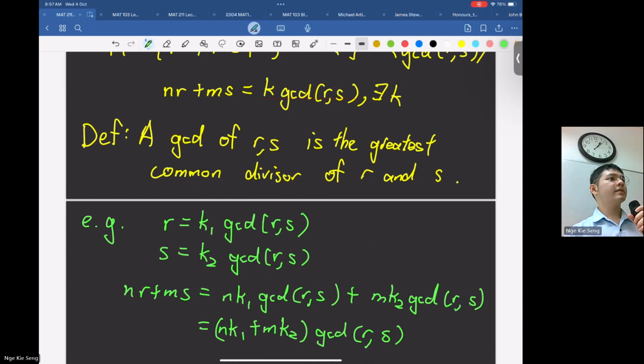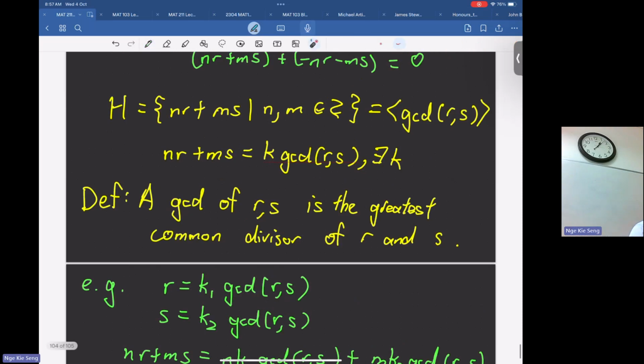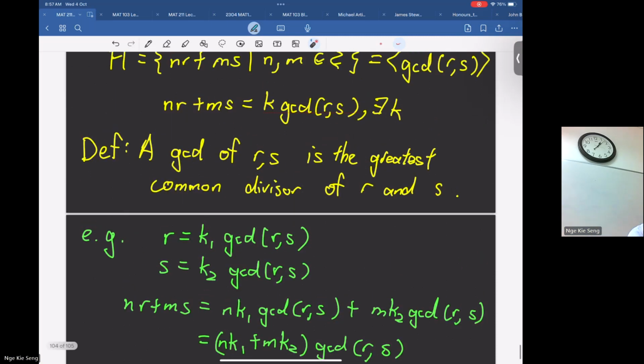So a new way to understand this GCD is that you can build any linear combination of r and x. You can use the GCD alone to build them. Okay. Any questions? No. Okay.